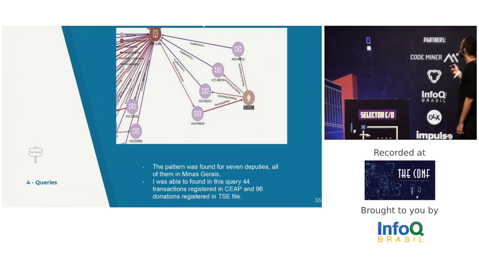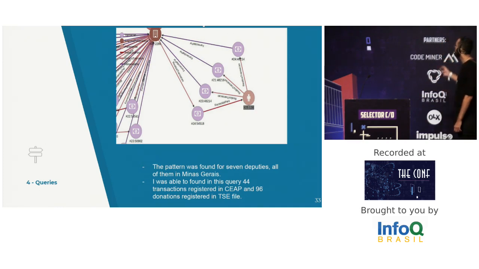This pattern was found for 7 deputies, all of them in Minas Gerais. As I said before, I had trouble merging these 2 pieces of information, so it was like a workaround. I had to do only Minas Gerais and Distrito Federal deputies, because there were a lot of deputy names that I had to fix, and I didn't have much time to work with the whole data set. So I had to do only Minas Gerais and Distrito Federal deputies.